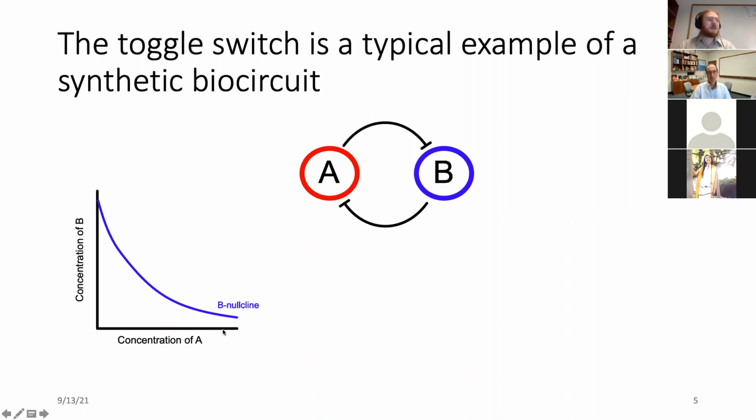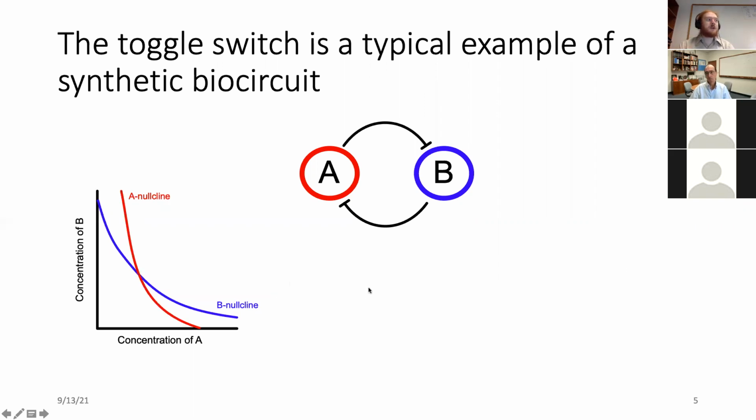So we can look at the space of all possible combinations of concentrations of A and B. So each point here is one state of this two protein system. And we can draw something called the B nullcline, which is the set of all combinations of A and B where B doesn't change, where B is stable. And another way to think about this is if you could fix a concentration of A, any concentration of A, the B nullcline gives the concentration of B that the system would settle to after a while.